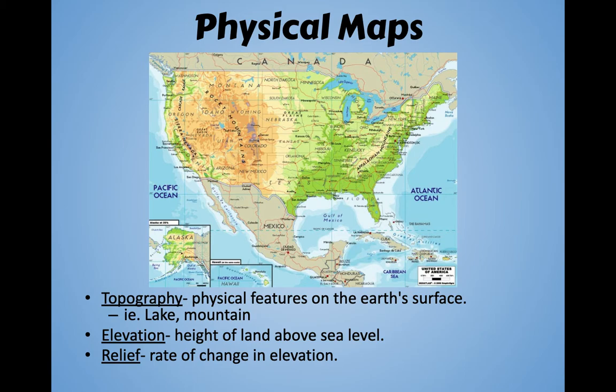Different maps. There's two different types of maps that we're going to be looking at a lot: physical maps and political maps, and then we'll get into the other types of maps in a second. A physical map shows the topography of an area, okay? In this case, the United States. What is the elevation? What kind of physical features do they have? Are there mountains? Are there lakes? Are there rivers? What does it show?